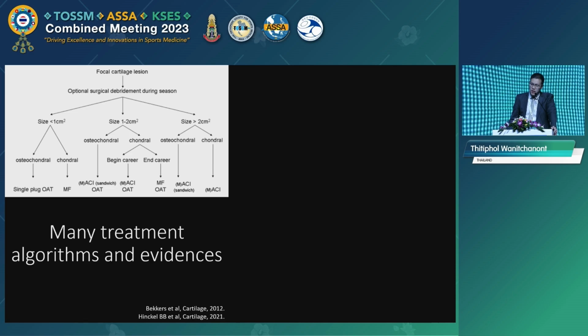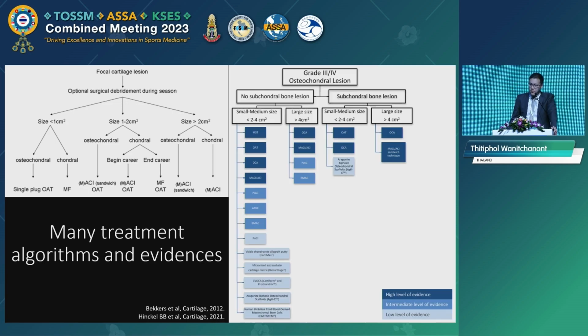For the medium lesion, OAT and ACI are the choice for osteochondral involvement. But if it's just a chondral lesion, we have to check the age of the patient. If they are young and at the beginning of their career, maybe we choose OAT or ACI, but if it's the last period of their career, maybe microfracture could be considered. And for the large lesion, ACI is the answer.